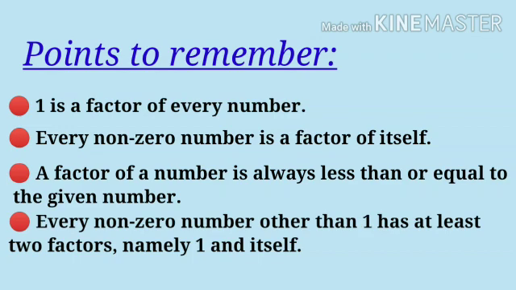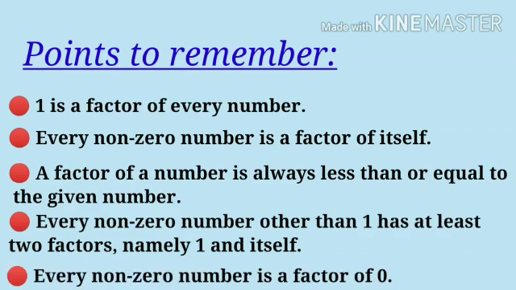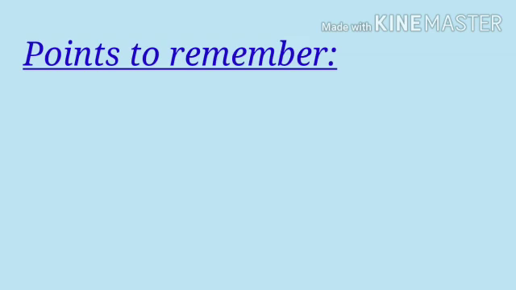Now we have the next point. Every non-zero number other than 1 has at least 2 factors, namely 1 and itself. 1 is the only number which has only one factor, that is the number itself, 1. Next point, every non-zero number is a factor of 0. Okay, every number which is not 0 is a factor of 0. Clear?